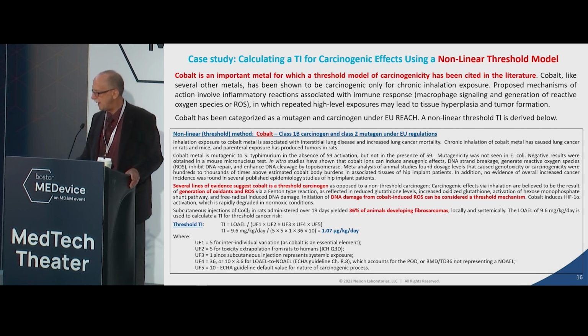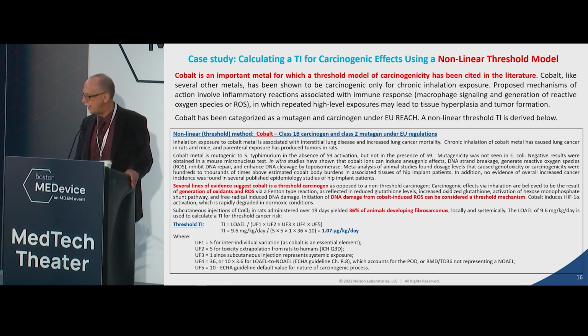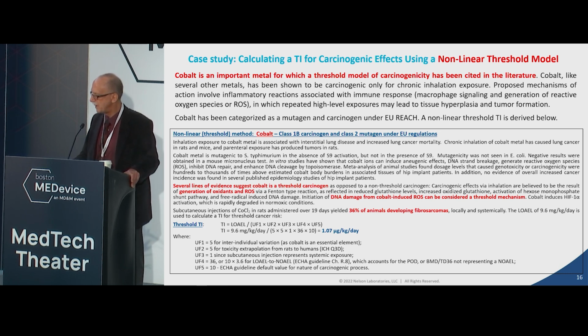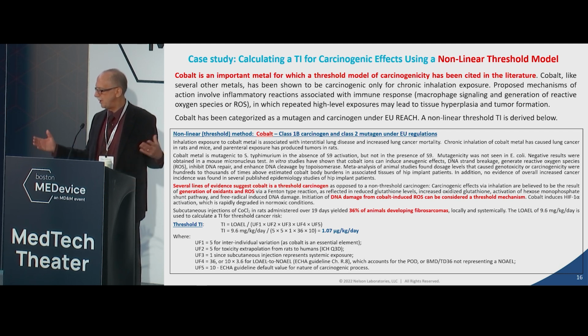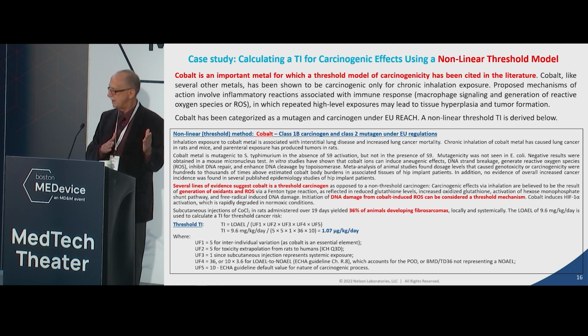Here's a case study on cobalt, which was that example we had before. It's an important metal because it's used a lot in orthopedic, very strong material. Good history of use. A threshold model of carcinogenicity has been cited in the literature. Like several other metals, it has been shown to generally be carcinogenic only for chronic inhalation exposure. The proposed mechanisms involve inflammatory reactions, which is an immune response.